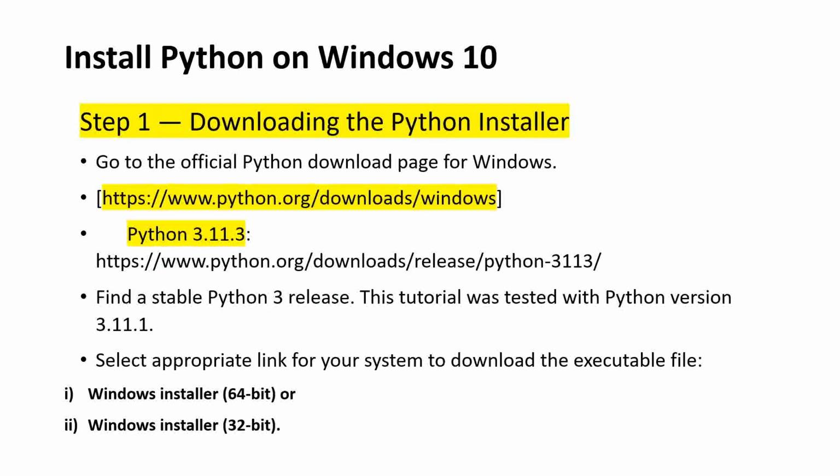To start Python installation, we have to go to the Python.org web page. There we have to first select a stable version of Python. Here I have selected Python 3.11.3. Then you have to select the installation version of 64-bit or 32-bit.